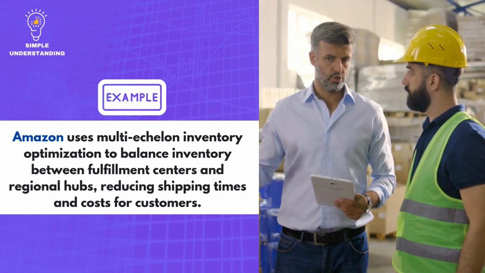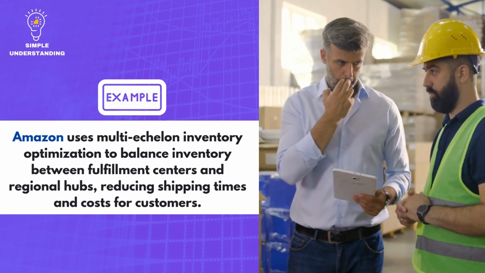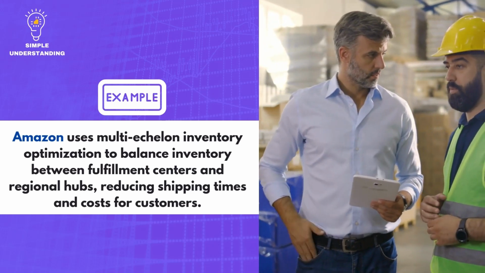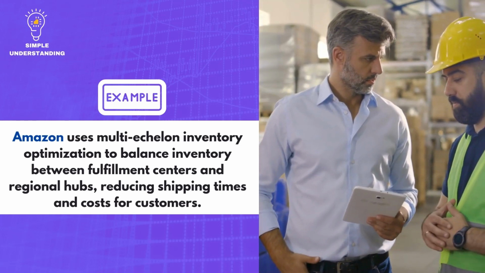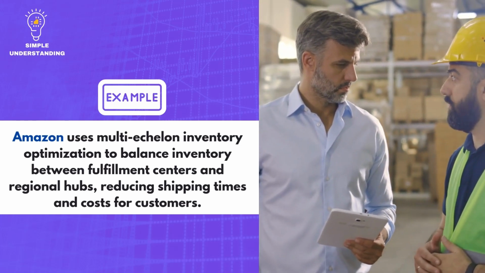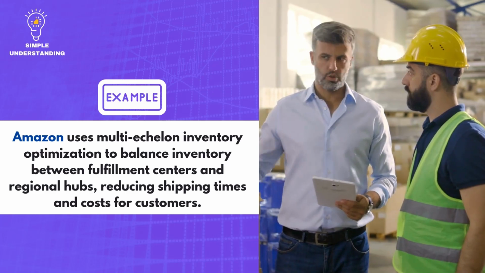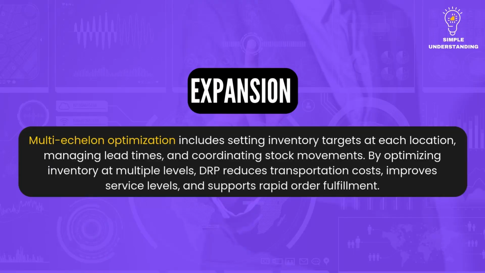Real company example. Amazon uses multi-echelon inventory optimization to balance inventory between fulfillment centers and regional hubs, reducing shipping times and costs for customers. Expansion. Multi-echelon optimization includes setting inventory targets at each location, managing lead times, and coordinating stock movements. By optimizing inventory at multiple levels, DRP reduces transportation costs, improves service levels, and supports rapid order fulfillment.